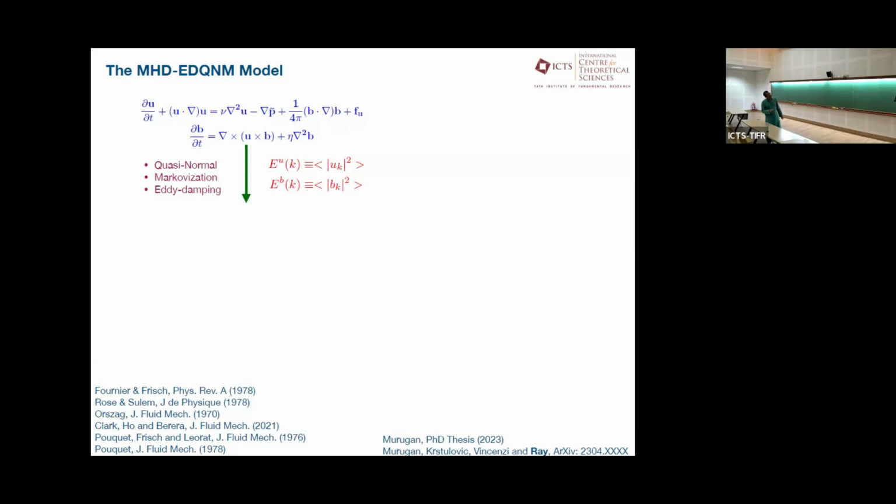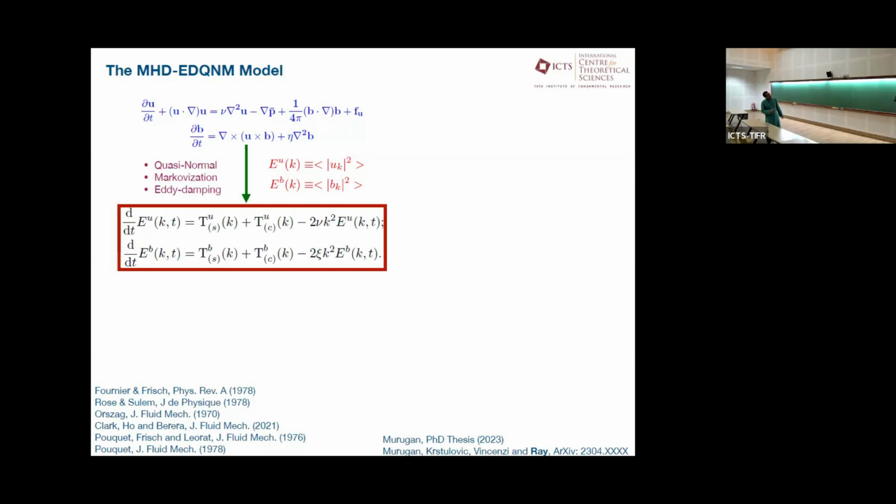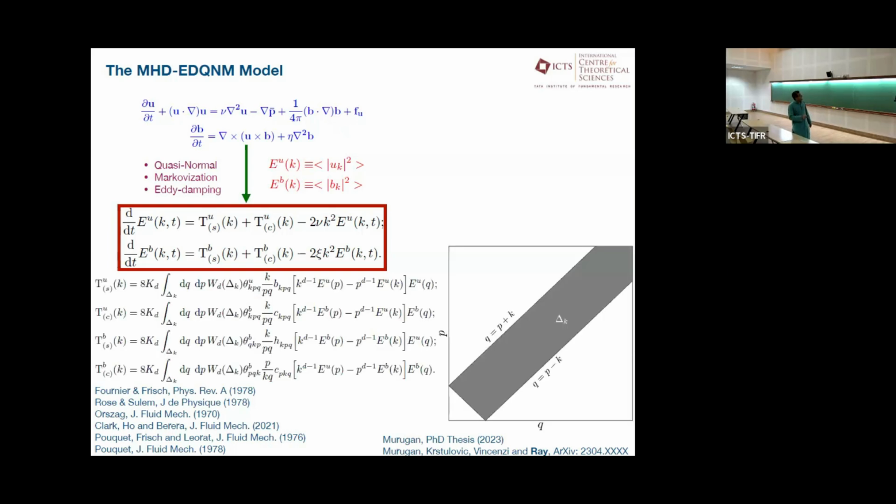You define these correlators, and then you write down essentially an evolution equation of what people in the business would call the spectra for the U and B fields. These evolution equations have all these horrible looking transfer terms, which are given by these d-dimensional integrals. Essentially, what this is telling you is how energy is exchanged between the magnetic and the fluid field.